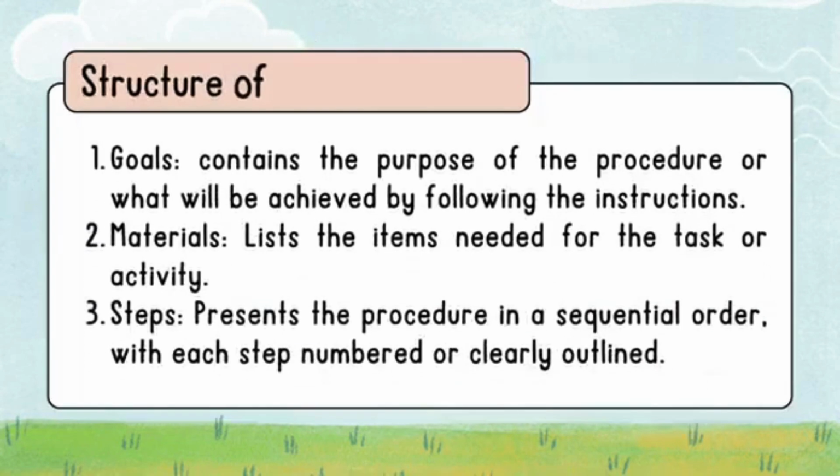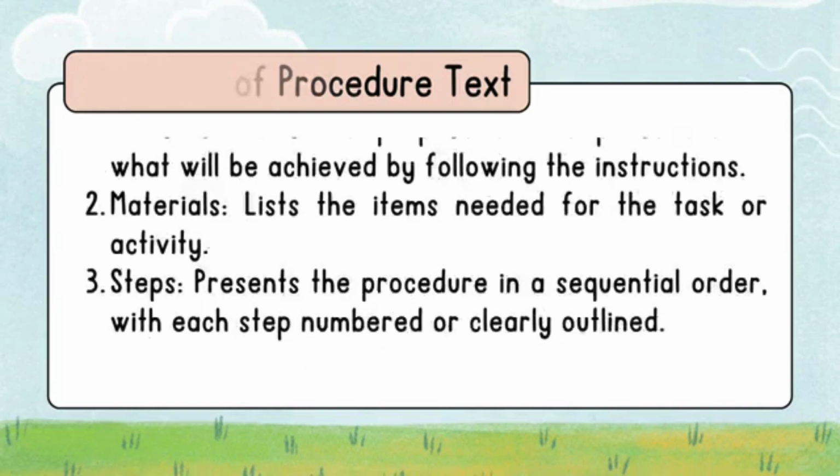Next is the structure of procedure text. First, goals contains the purpose of the procedure or what will be achieved by following the instructions. Second, materials list the items needed for the task or activity. Third, steps present the procedure in a sequential order with each step numbered or clearly outlined.